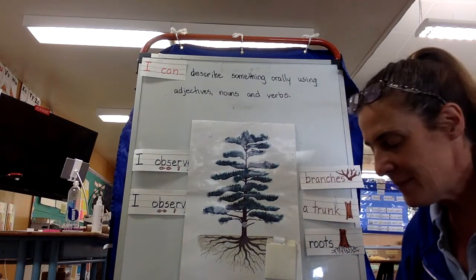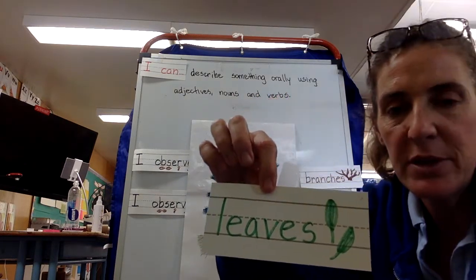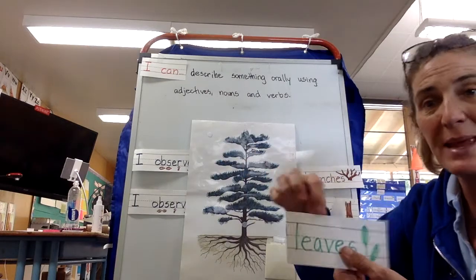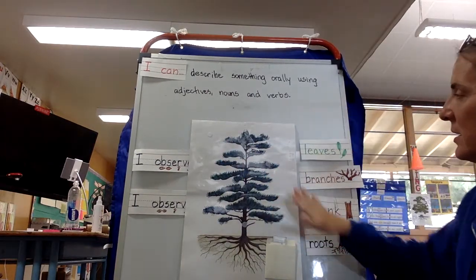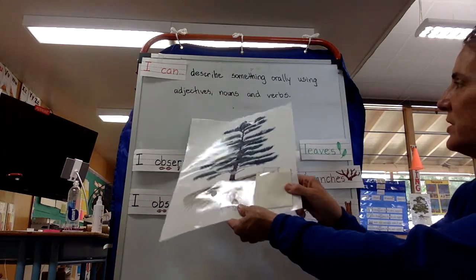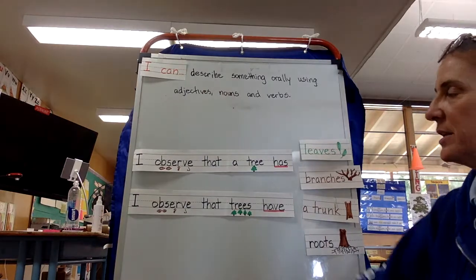Finally, every tree has to grow leaves. The leaves are where the trees get their food. Leaves make food for the trees. So we'll put leaves up here. So those are the different parts of the tree, just to remind you. All right, here are our sentence starters.